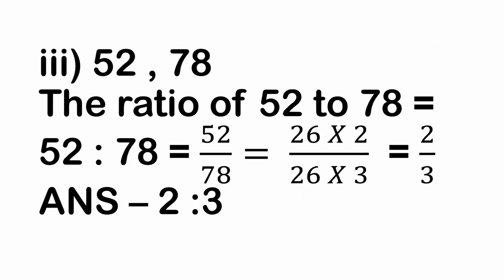The third question is 52, 78. We will write the ratio of 52 to 78 is 52 is to 78, which is equal to 52 upon 78. 26 twos are 52 and 26 threes are 78. So we will write 26 multiplied by 2 in the numerator and 26 multiplied by 3 in the denominator. 26 in the numerator and denominator will be cancelled and we have 2 upon 3. So our answer is 2 is to 3.